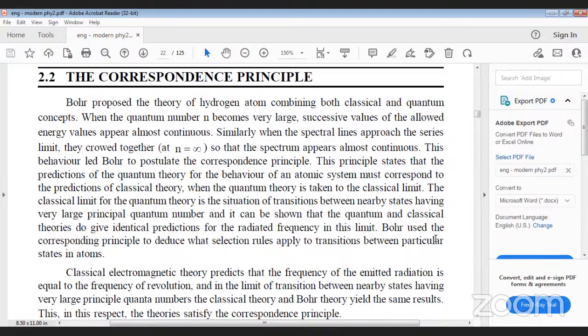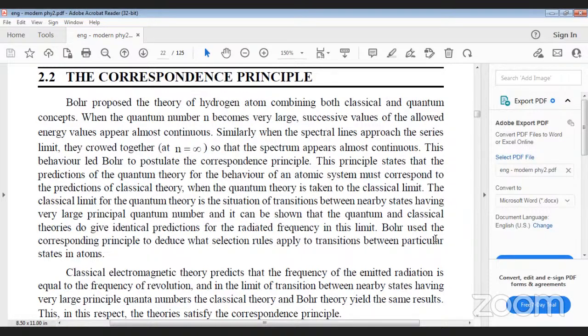When the quantum number n is very large, the allowed energy values are almost continuous. In the case of the spectral lines, they are crowded toward the n equals infinity limit. So the spectrum is almost continuous, not discrete, and the spectral lines get closer and closer to each other, so that you can call it almost continuous.